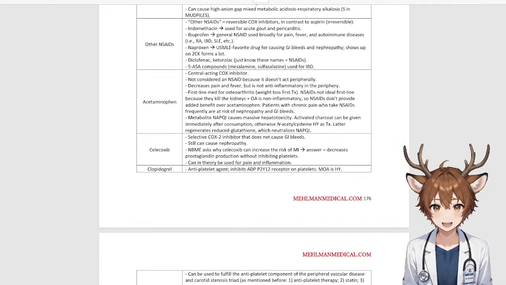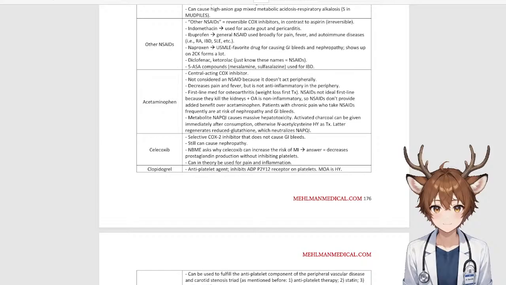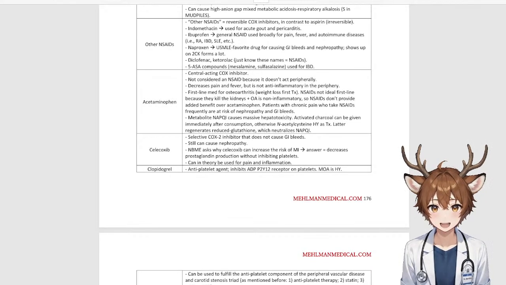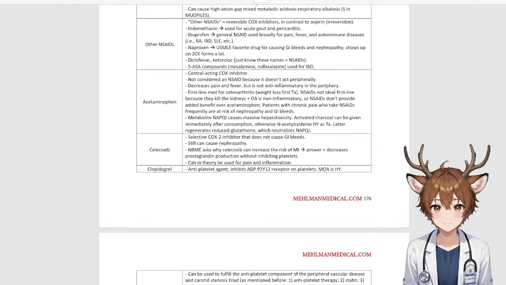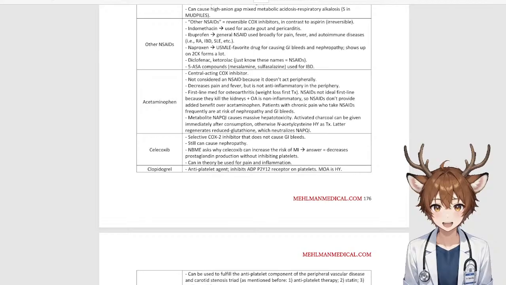5-ASA compounds, mesalamine, sulfasalazine, are used for IBD. What about acetaminophen? Well, this is a central acting COX inhibitor, not considered an NSAID because it doesn't act peripherally. It decreases pain and fever, but is not an anti-inflammatory in the periphery.